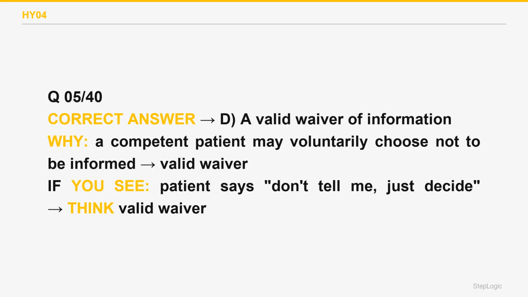Therapeutic privilege is the physician withholding information to prevent harm. Here, it is the patient who chooses not to be informed. Choice A wrong. The consent is not invalid. A knowing, voluntary waiver is an accepted exercise of autonomy, not a defect. Choice B wrong. A competent patient declining disclosure is a valid waiver.